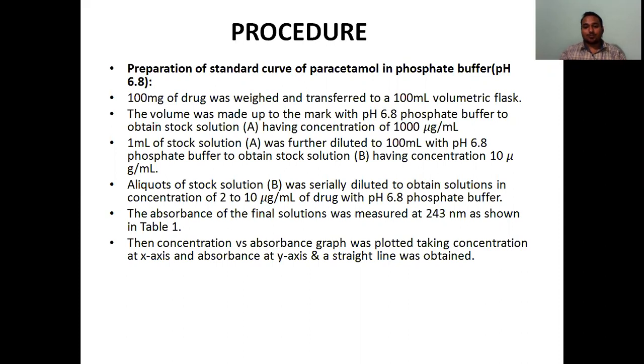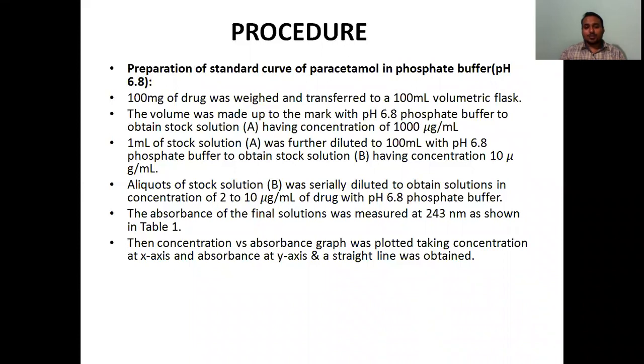For the paracetamol standard curve, we are taking phosphate buffer of pH 6.8. So what is the procedure? 100 mg of drug was weighed and transferred into a 100 ml volumetric flask. The volume was made up to the mark with pH 6.8 phosphate buffer to obtain a stock solution having a concentration of 1000 microgram per ml. Then 1 ml of stock solution was further diluted to 100 ml with pH 6.8 buffer to obtain stock solution B, having a concentration of 10 microgram per ml.